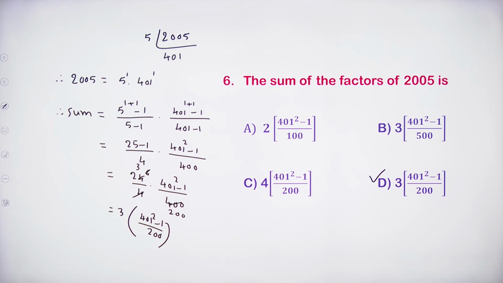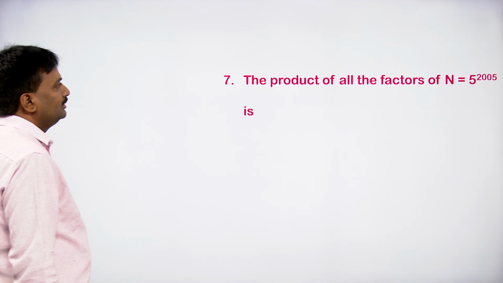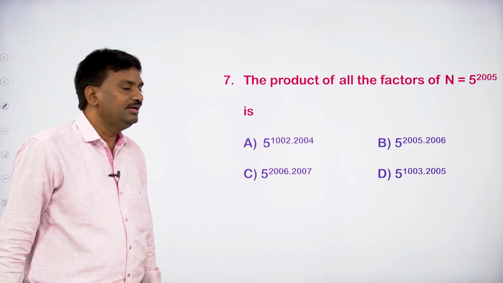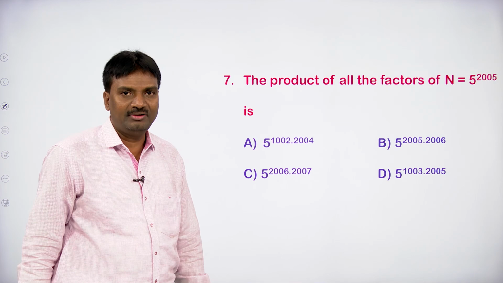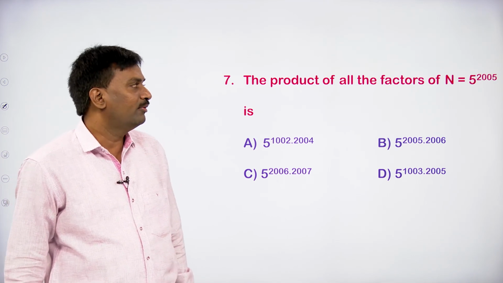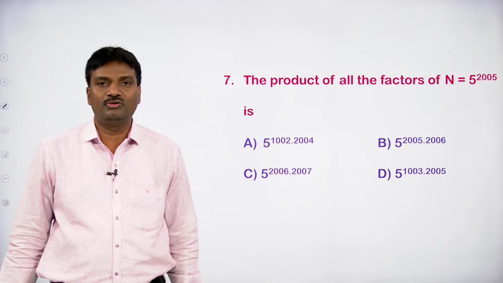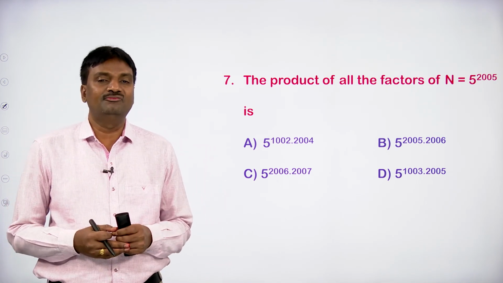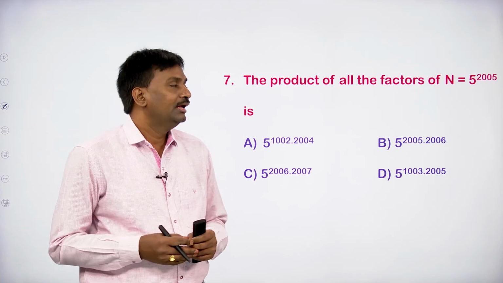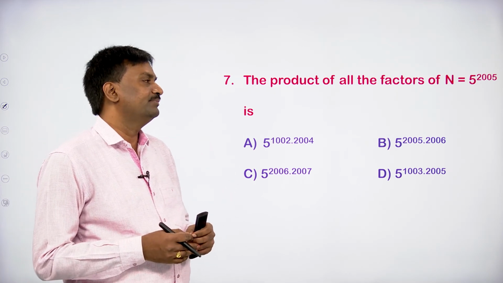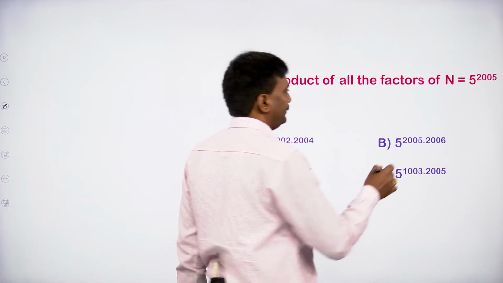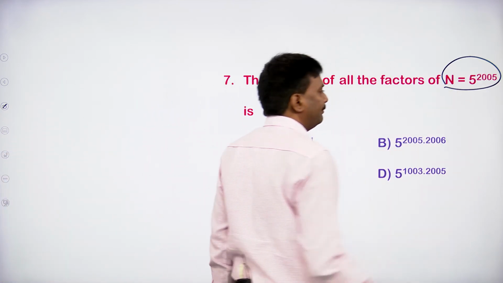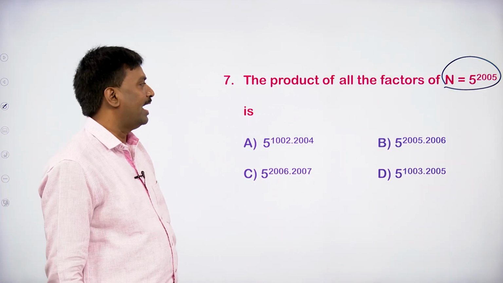So next problem. The product of all factors of n equal to 5^2005 is. So already the given number is in the form of 5 power 2005. We don't want to express that in the form of p1 power alpha 1 like that. Here the given number is n, that is 5 power 2005, where 5 is the base, that is a prime number, and the power 2005 is a natural number.